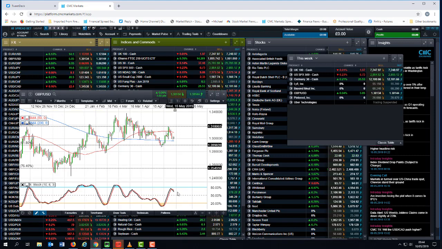The oscillator is starting to turn over, so we could well see a little bit of a rollover there. But we're still in the range, and I see no reason as to why we should break out of that range. We've also got some additional China data out this week.